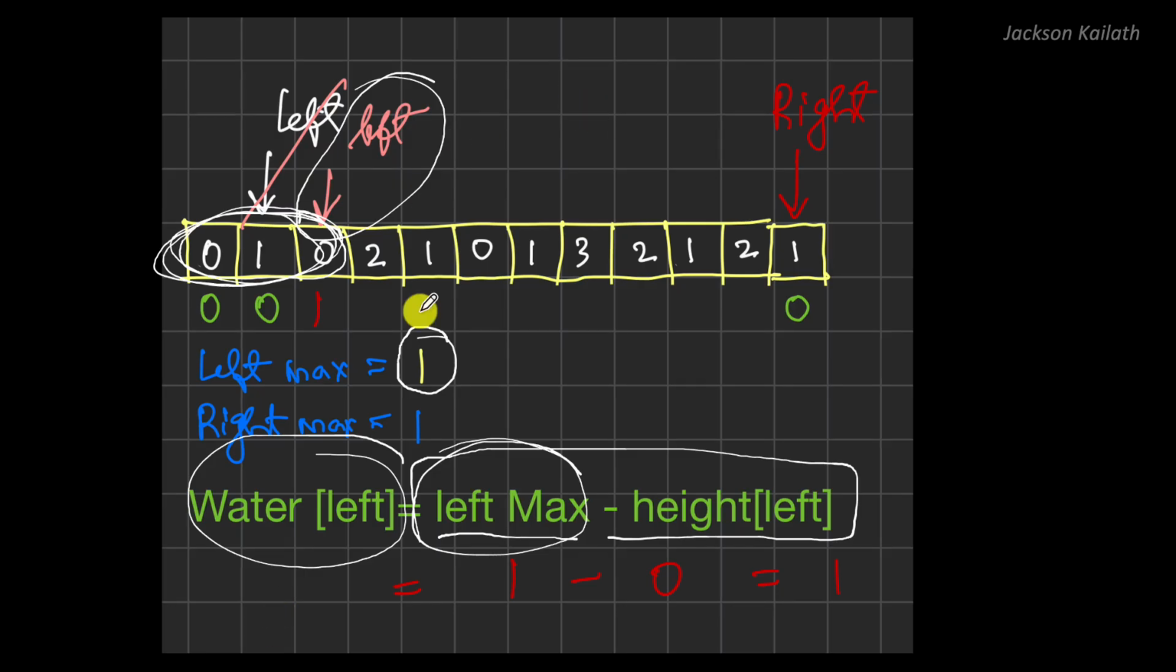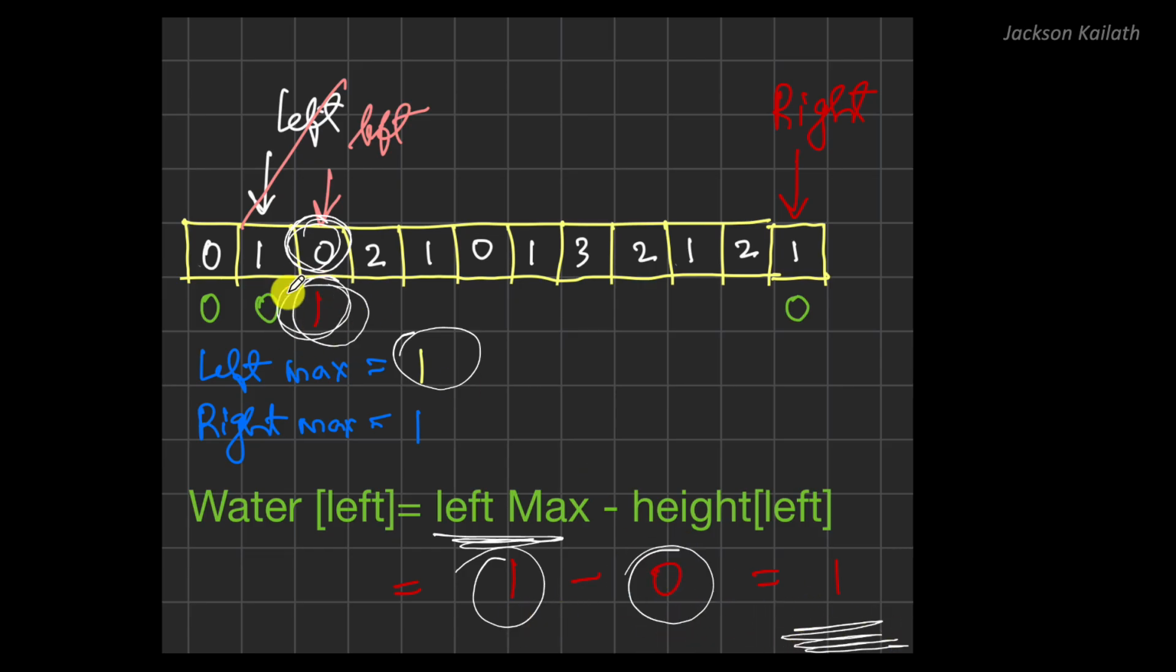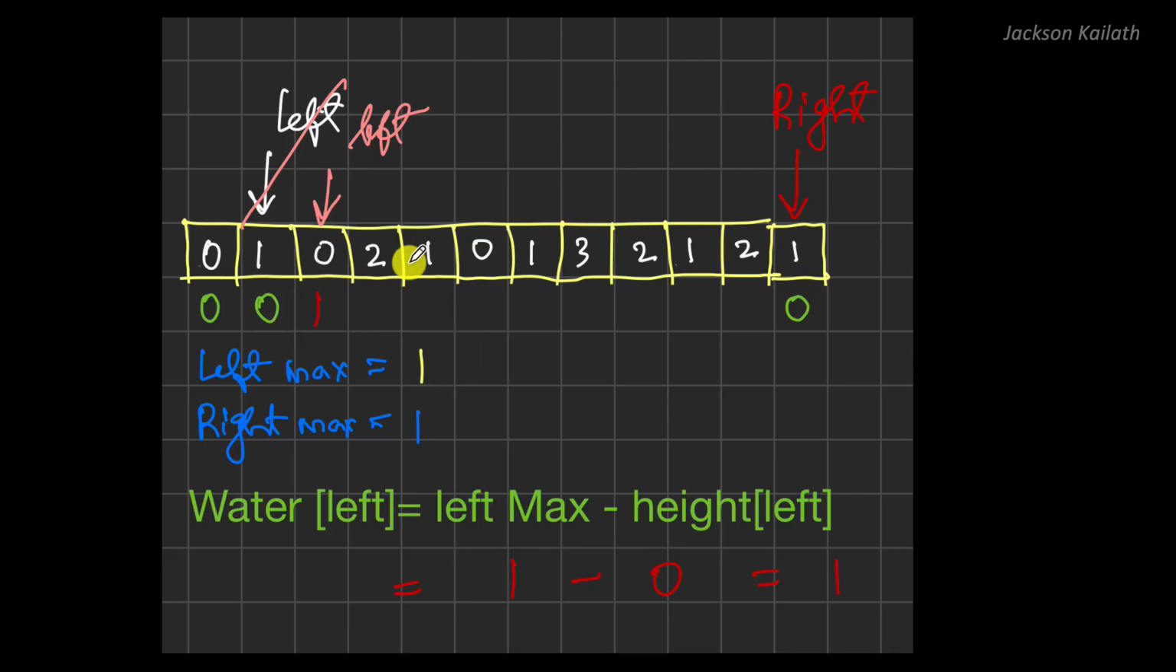So in this way I get the water that can be stored at this particular place as left max, which is 1, minus height at this particular place, which is 0. So that's this 0 over here. 1 minus 0 is equal to 1, and therefore I can store 1 unit of water over here. And then we again proceed. Again you see that left max and right max are equal. So again you could write the logic in either way, but let's say we write it in a way that if they are equal, we will move the left pointer.